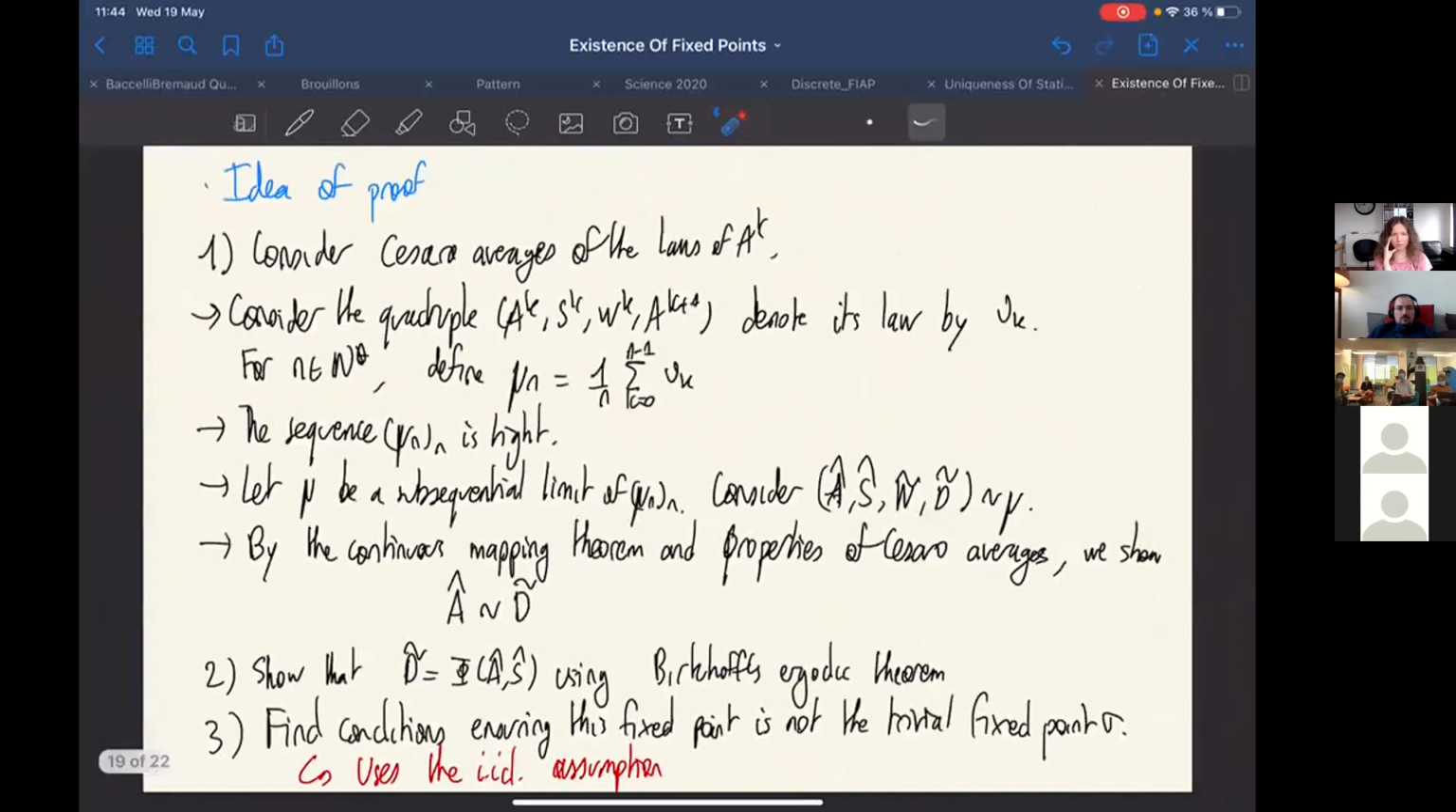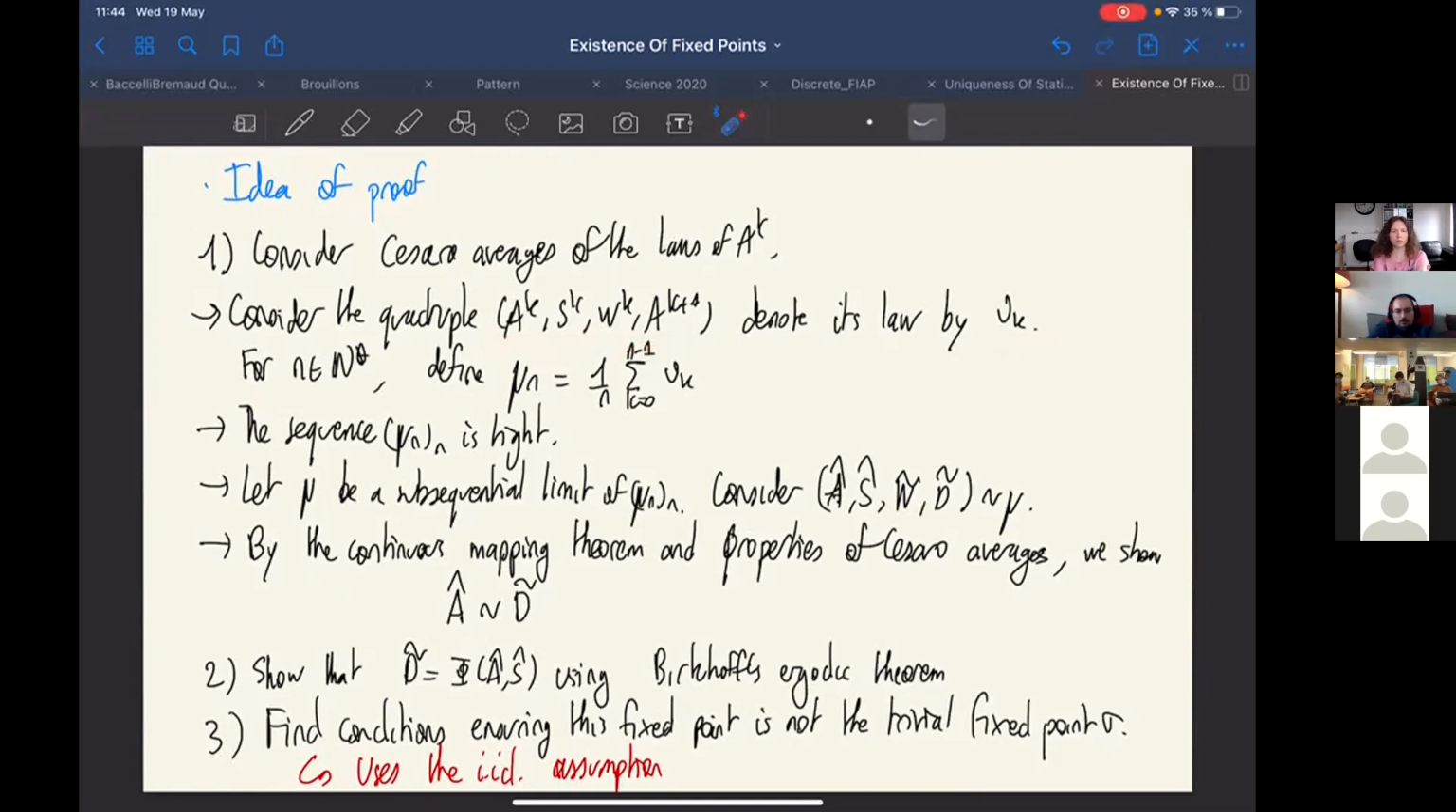Now I'll go into a little more detail on the idea of the proof. The main idea, which is a classical idea in this field, is to consider Cesaro averages of the laws of AK, where AK is the inter-arrival process at QK. You consider the quadruple AK, SK, WK, and AK plus 1. AK plus 1 is in some sense equal to DK, the inter-departure times for QK, and you call nu K the law of this quadruple.